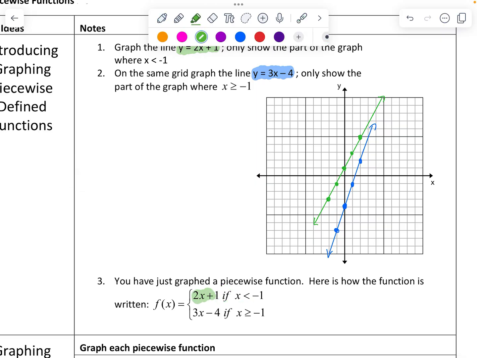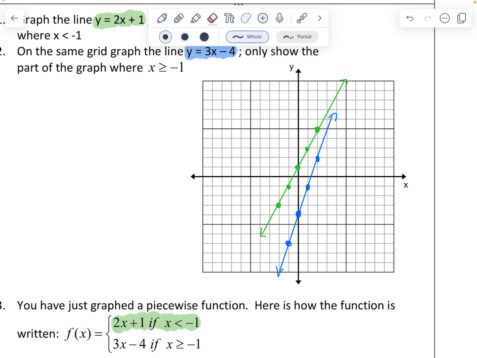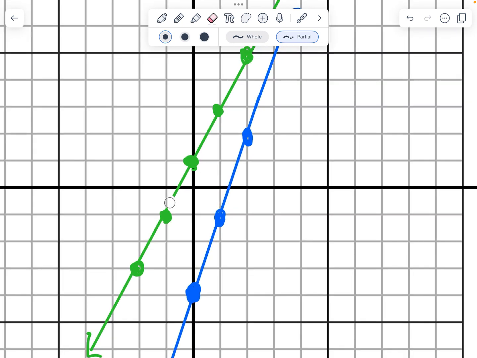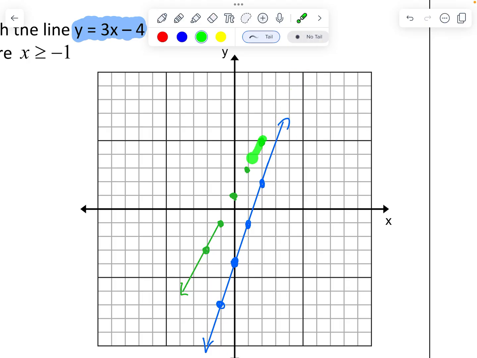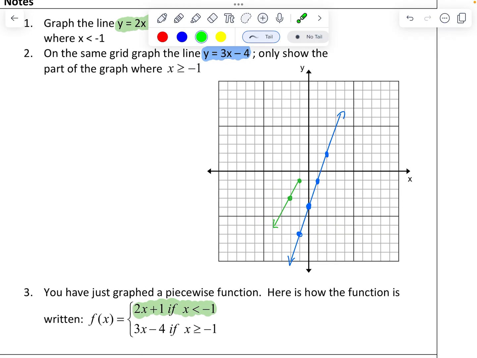So we're going to look at this. And so when x is less than -1 on the graph, that starts at this point and it goes that way. So we got to get rid of all this green line that's up here. So starting right here, that's the only thing we're allowed to use, and we got to get rid of everything else. So there we go. So that is the green line only graphed when x is less than -1, which is this.